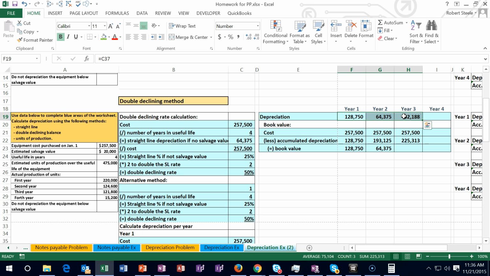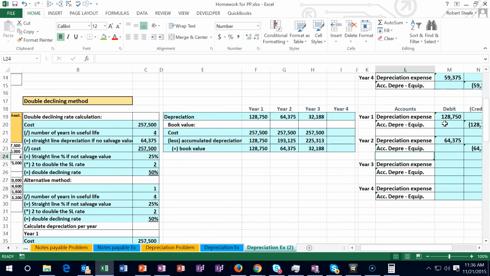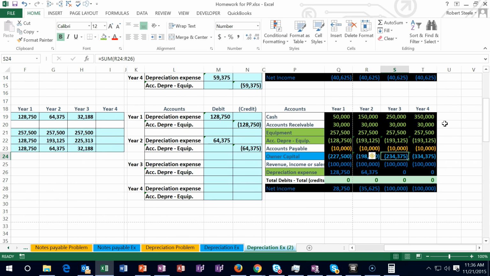In this case, depreciation expense, if we add them up, it comes out to 225,313. Then how do we calculate the book value? It equals the 257.5 less the 225,313, and that gives us our current book value. If we look at that in context of a journal entry and our accounts, remember we're on year 3 now. We have our book value before this transaction.